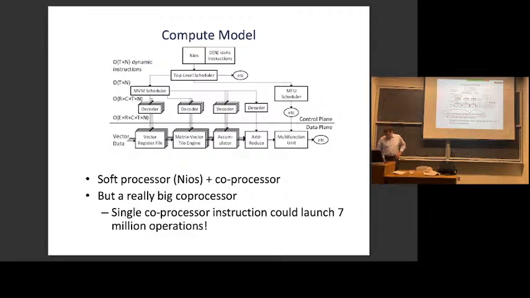And this coprocessor, like a single instruction, so the Nios writes to a particular register saying launch this operation, that can launch 7 million operations. So much like the NPU, a single instruction can launch a lot.